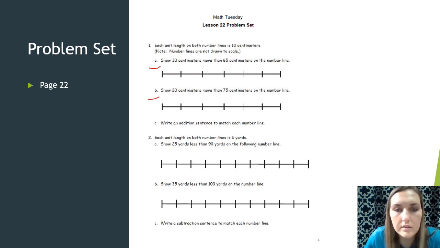When you are done solving on the number line, part C asks you to write an addition sentence to match each number line. So I need to see two number sentences, one for each number line.